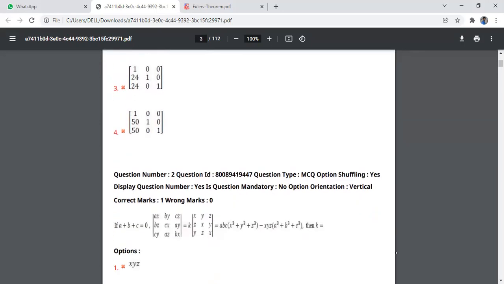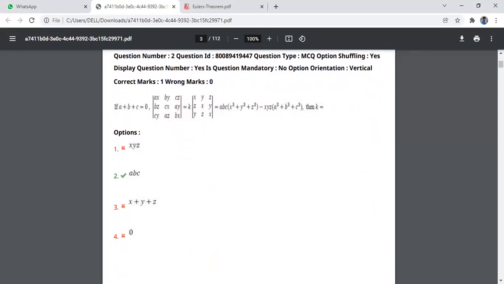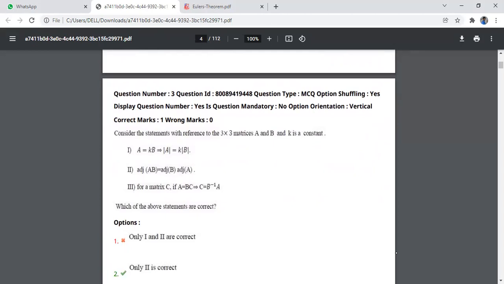Okay. Second question we will do. This is somewhat a big question, so we'll do this question in the next session. Okay. Next, this is just a formula question. We can do it in 30 seconds, not more than 30 seconds.